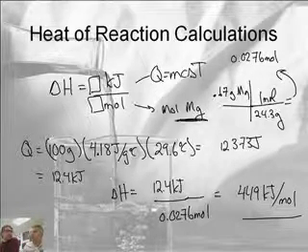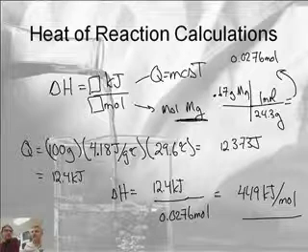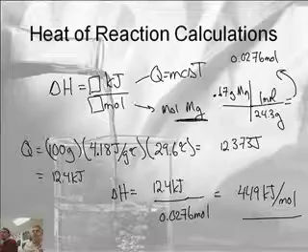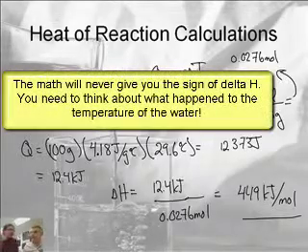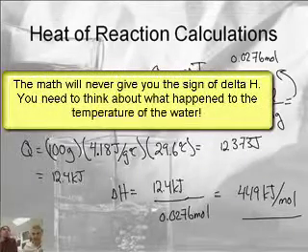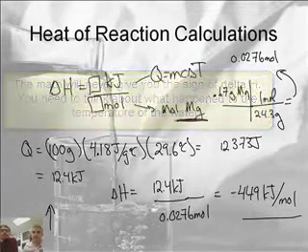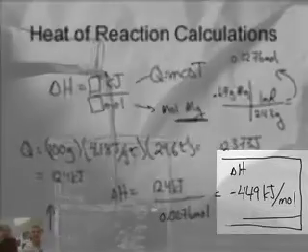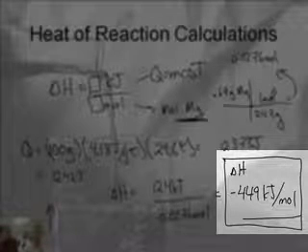What? Yeah, well, your calculator just gave you that, but that's still wrong because the one thing we've not done is think about the sign of delta H. Oh, yeah. Because delta H needs to either be positive or negative. Well, the temperature of the water went up. So that's an exothermic reaction. An exothermic reaction always gets a negative answer. So delta H is equal to negative 449 kilojoules per mole.